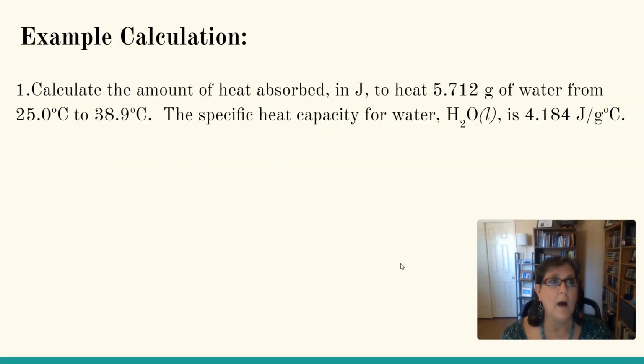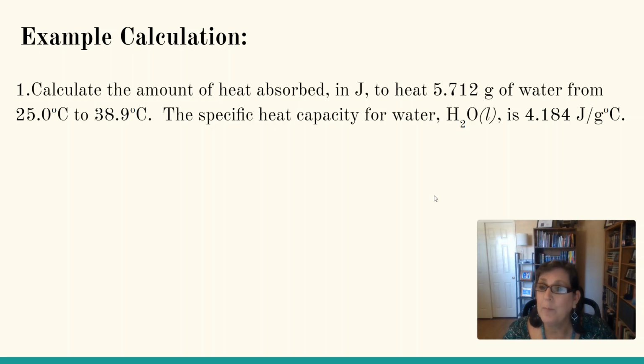Here we go, example 1. Calculate the amount of heat absorbed in joules to heat 5.712 grams of water from 25.0 to 38.9 degrees Celsius. The specific heat capacity for water is in a chart, in your textbook as well. You can look it up. It is 4.184 joules per gram degree Celsius. So we're going to use Q equals ms delta T.